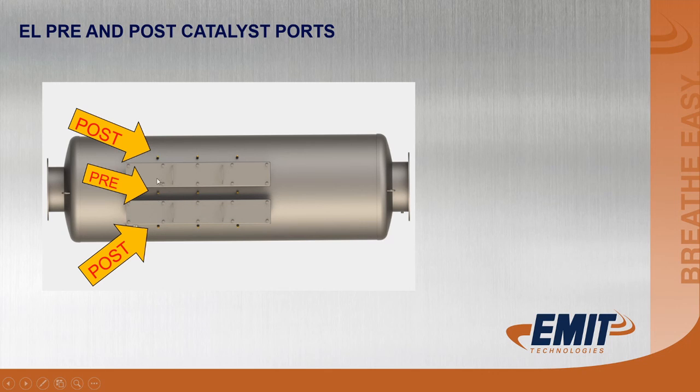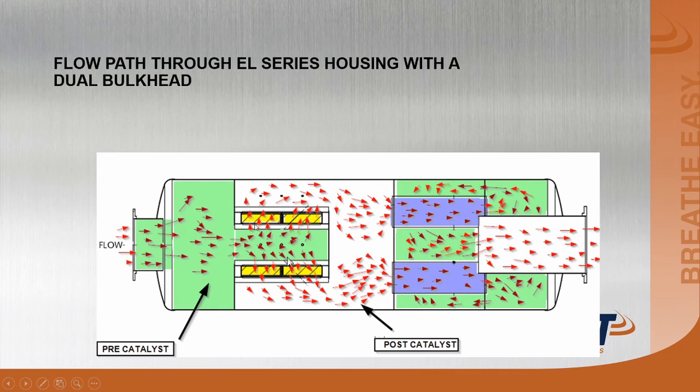You have test ports on the catalyst housings, and if you have a housing with 2 doors on it like this, it's going to be an EL housing. So the center set of test ports or thermocouple ports are always the pre-catalyst, and the ones outside the doors are going to be the post-catalyst.